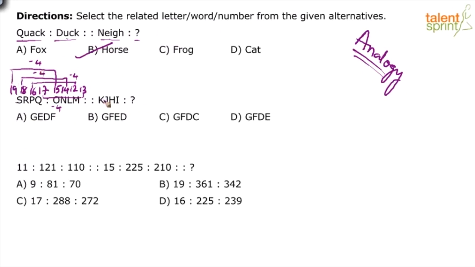Now apply the same thing here as well. What is K? K is the 11th letter. What is 11 minus 4? 11 minus 4 is 7. So the 7th letter will be the start of the second word here. So the 7th letter is G. So look for the options. Here unfortunately all the options are starting with G.